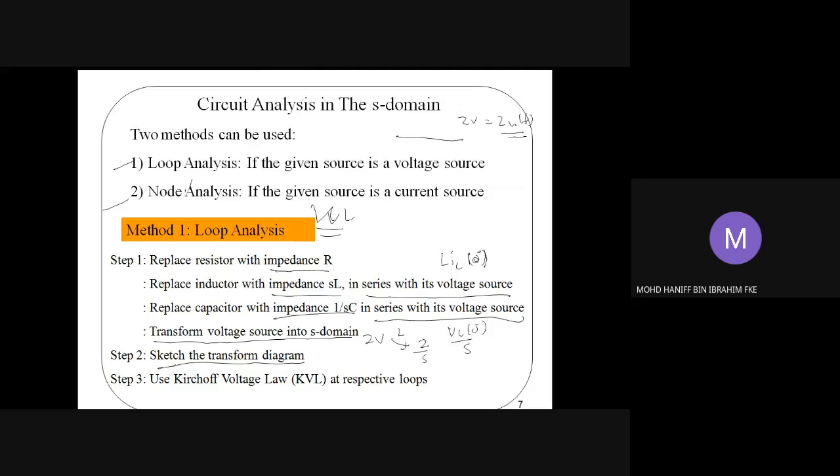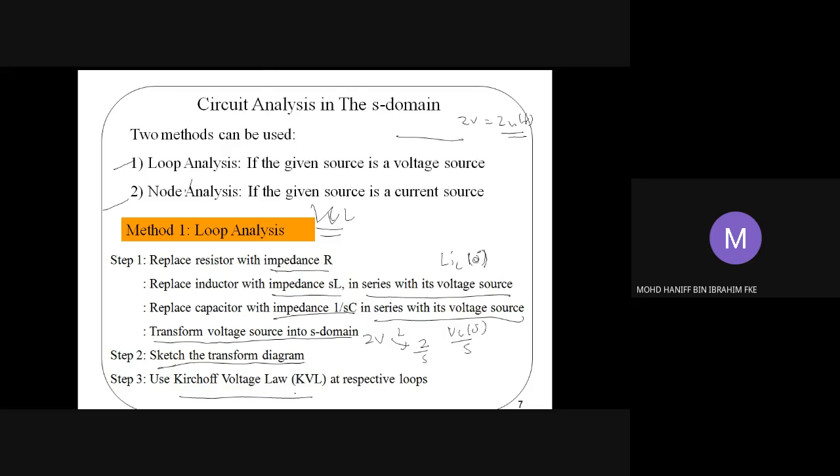And afterwards, step number three, only then can you apply the Kirchhoff voltage law, depending on the parameters that need to be obtained. I think most of you have a very good understanding of circuit analysis from before, so I'm hoping you should face no problem in solving these topics of Laplace transform application in circuit analysis problems.